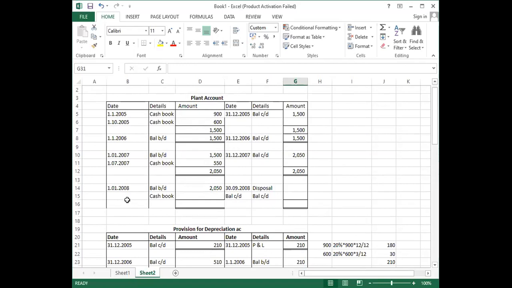If we look at the plant account again, on 1st January we have equipment costing us 2050, right? That is the cost of the equipment that we have as at that point. Did we add any other equipment in year 2008? We did not add. But did we sell? Yes. We must have sold.